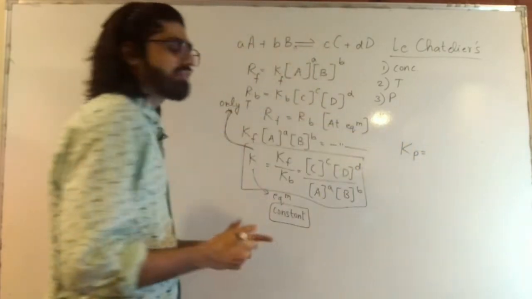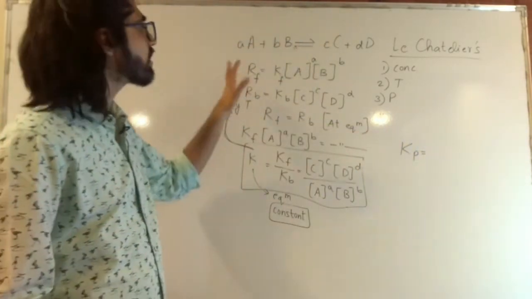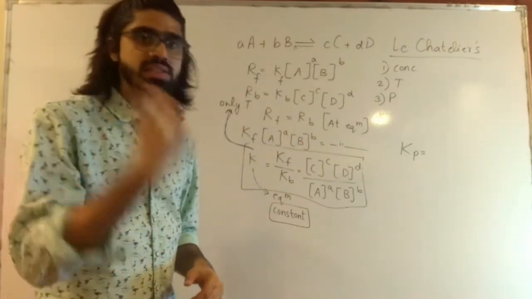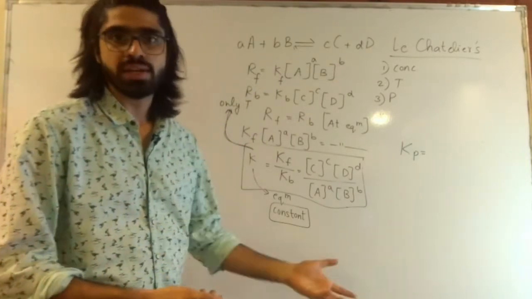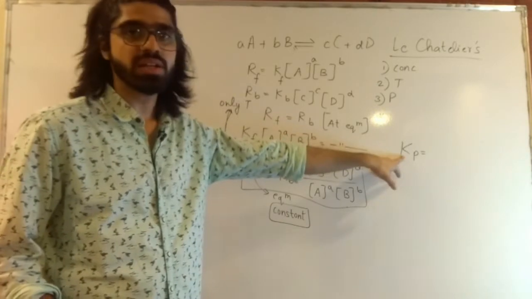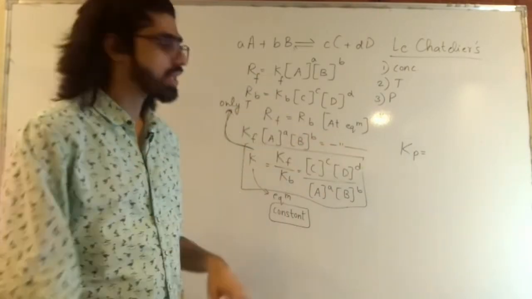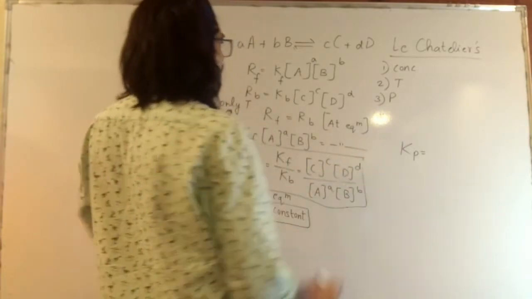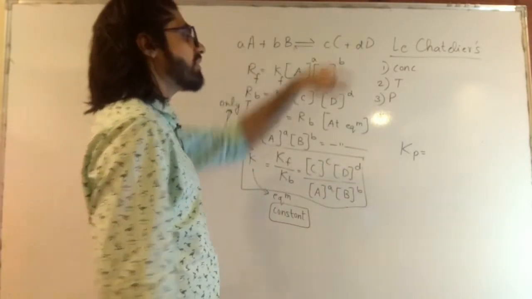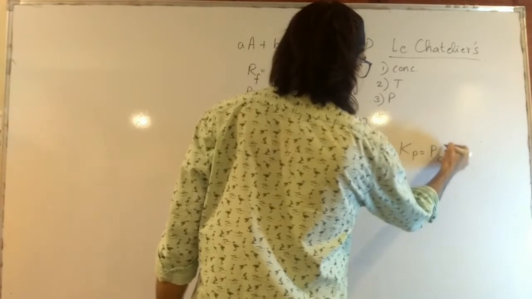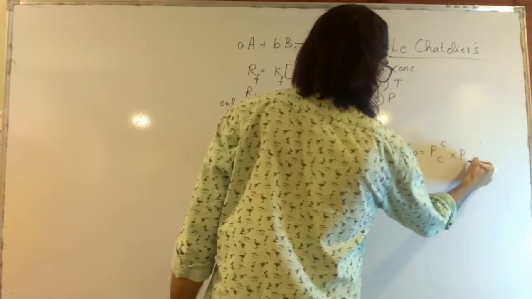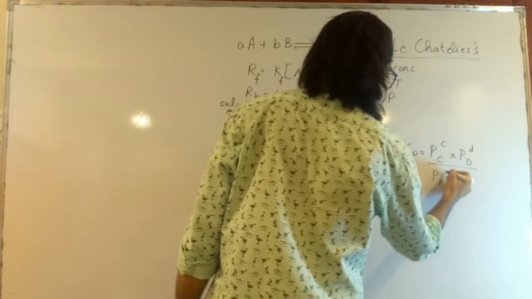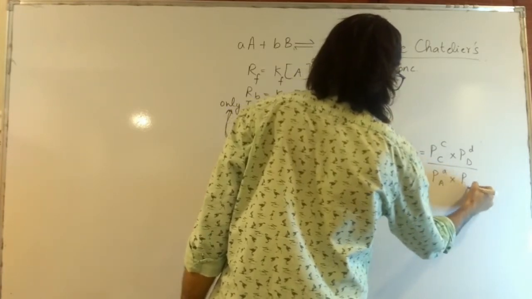So in that case, if I want to write Kp, in the case where everything is in the gaseous form, your reaction is carried out in the gaseous state, Kp will be written as the pressures of the gases. Instead of concentration, you will have pressures. So this Kp will be, instead of concentration C power C, pressure of C power C multiplied by pressure of D power D divided by pressure of A power A into pressure of B power B.